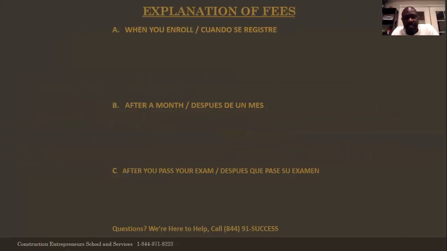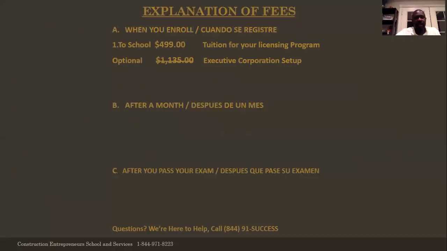All right, so explanation of fees. When you're enrolled with the Construction Entrepreneur School and Services, the tuition here is $499, okay? And the tuition that you're paying is for the licensing program only, okay? That goes to the school, all right? And then we have an optional service where we can set up a corporation for you, but we'll just go ahead and cross that out. We can do a DBA for you. We'll go ahead and cross that out because you can literally do that on your own. So right now you have $499 tuition for your licensing program, okay?